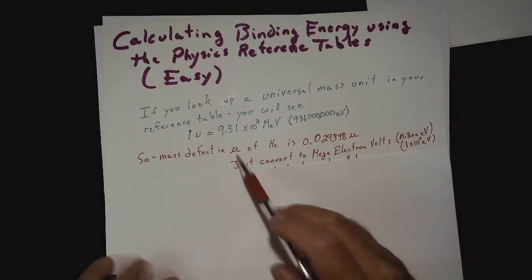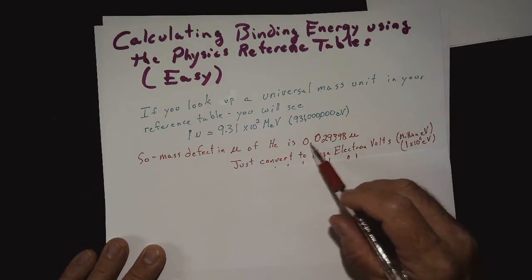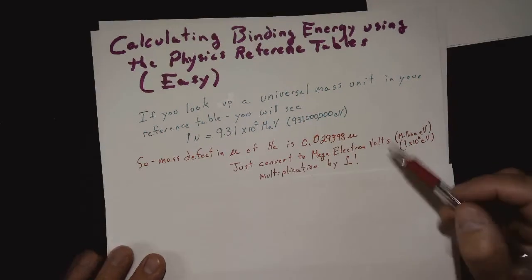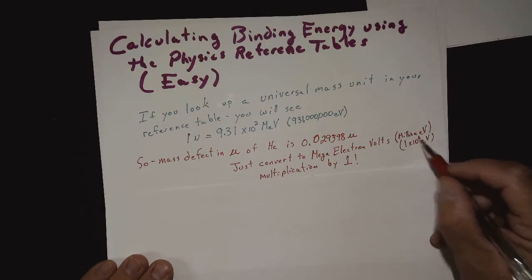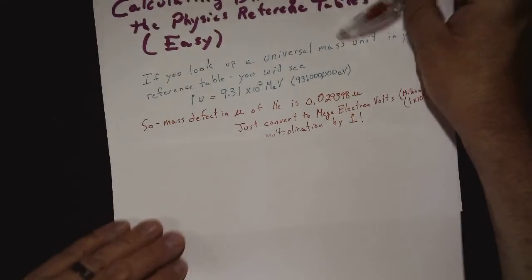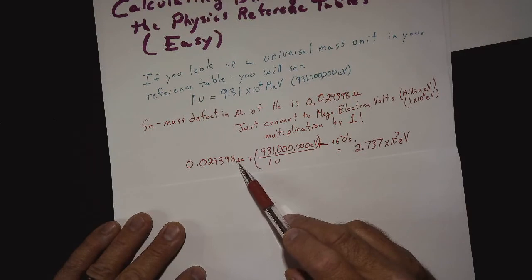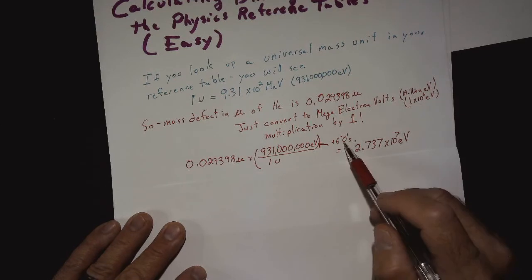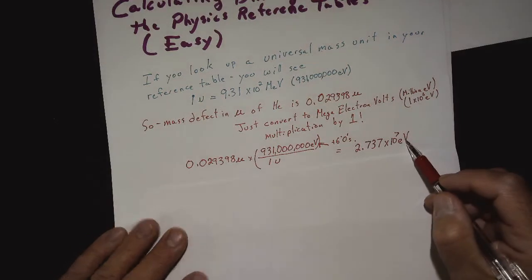So if we take the mass defect in U of helium, from what we calculated before, it's 0.029398 U. Just convert to mega electron volts, that's millions of eVs, or 1 times 10 to the 6th electron volts. It's multiplication by 1 problem. So let's see how this works out. All right, so we take the mass defect, multiply it by your 931 million electron volts, so 6 zeros, and you end up with 2.737 times 10 to the 7th electron volts.